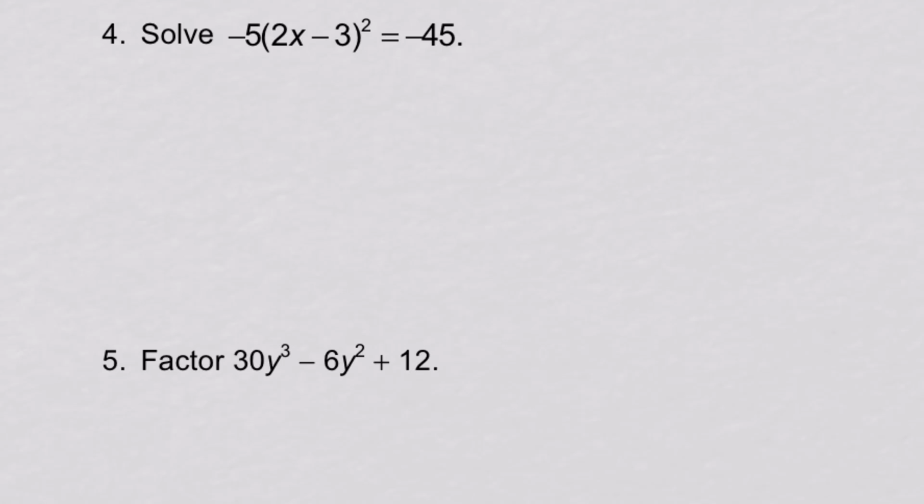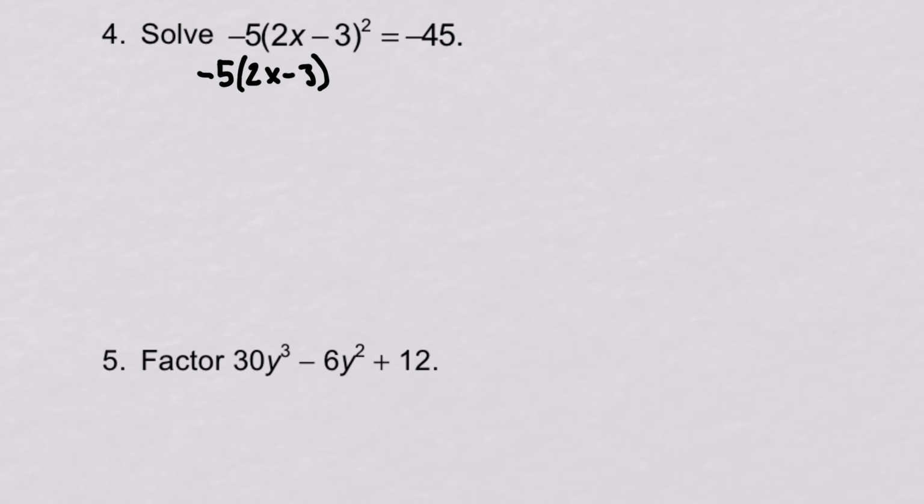Okay, let's keep going. Number 4, solve. Negative 5 times the quantity 2x minus 3 squared equals negative 45. Okay, we're trying to solve this quadratic equation. This is actually one of the easiest ones to solve. Okay, here's what I'm going to warn you against. Do not do this. Watch as I do what you're not supposed to do.